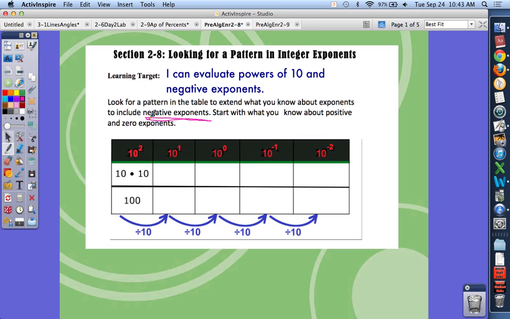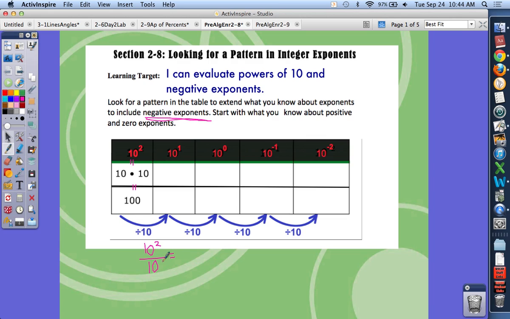So let's think about this. Right now we have 10 squared, and we know 10 squared is really 10 times 10, right? And that is also equivalent to 100. So all of these are equal. Well, if we take that 10 squared and we divide it by 10, what do we get?